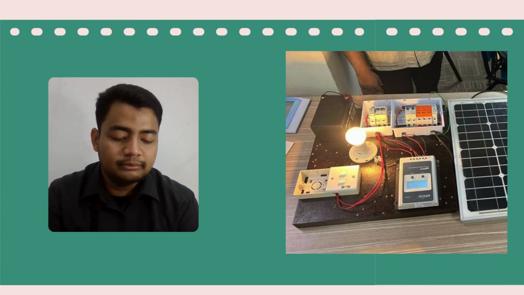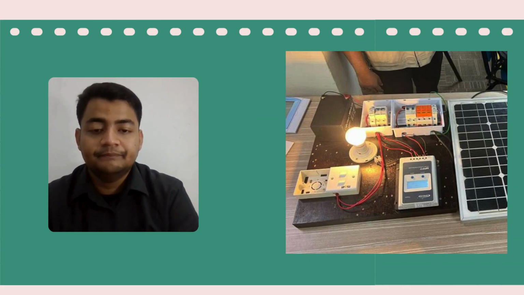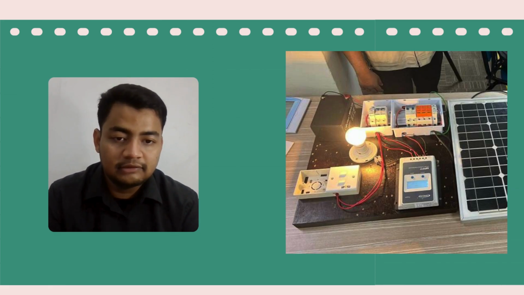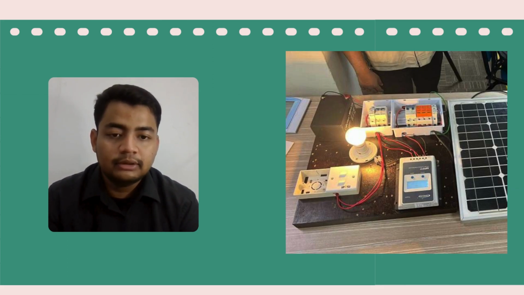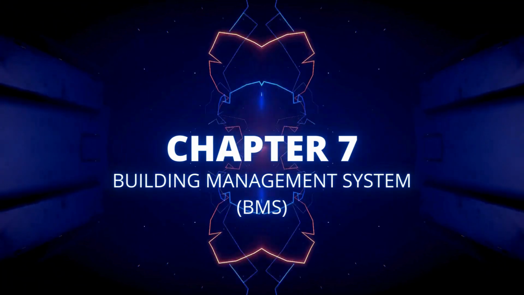hydro, and geothermal. For this chapter, we conducted the lab work, which is the installation of a solar system. As we can see in the picture, it shows how the installation of the solar system is connected from the solar panel, photovoltaic cell, to the distribution board, and the connection of wiring for that. Chapter 7: Building Management System.